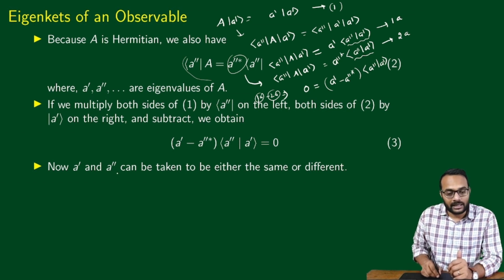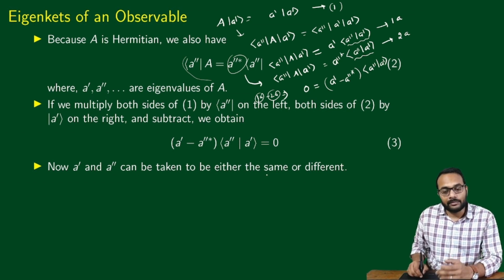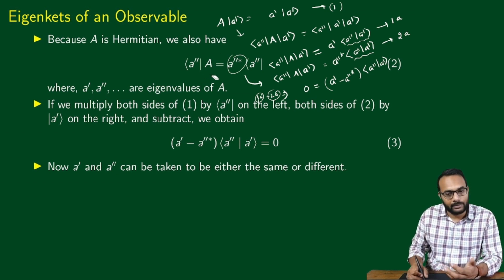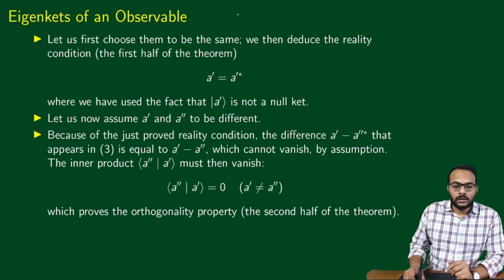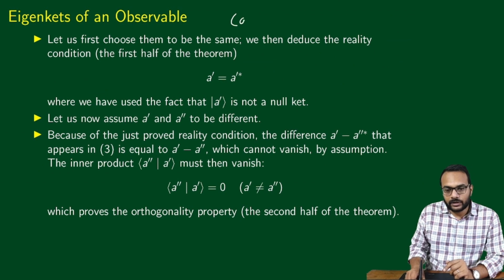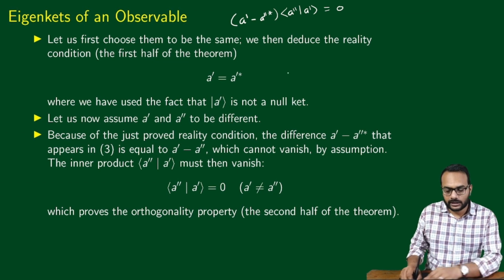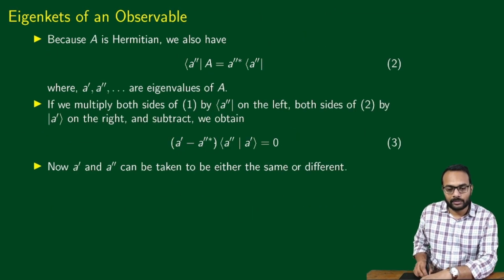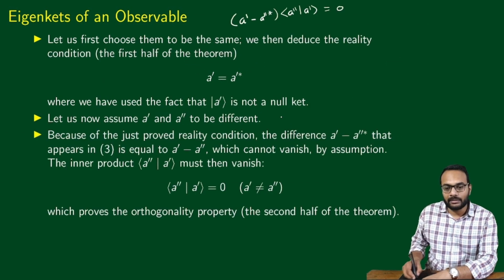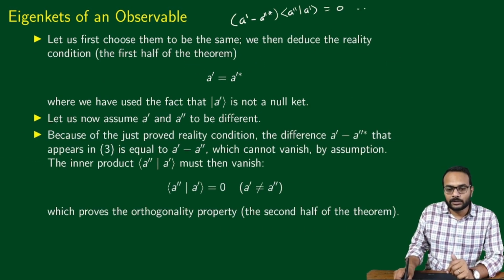Now A prime and A double prime can be taken to be either the same or different. We didn't say anything about A prime or A double prime, so there are two cases that we can think about. Let's write the equation here. The equation that we got was A prime minus A double prime star, multiplied by the bracket A double prime A prime, is equal to 0. This was our equation 3.